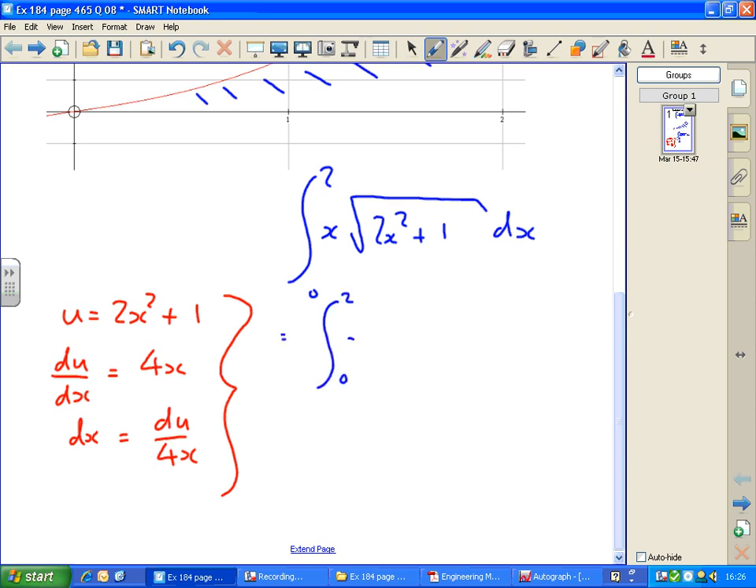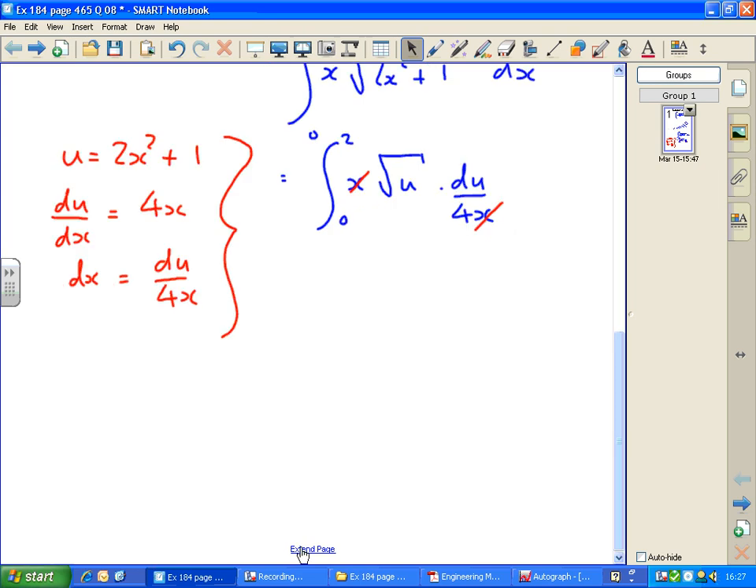2 of x times the square root of u times du over 4x. And note that this means that the x is cancelled, which must happen, remember. If that doesn't happen, if the old variable x doesn't disappear, we can't use this method. The 4 that's underneath can come outside, so we can call that a quarter of the integral between 0 and 2 of the square root of u with respect to u.